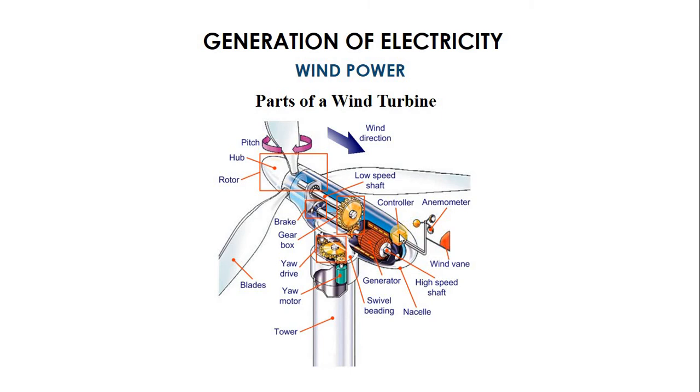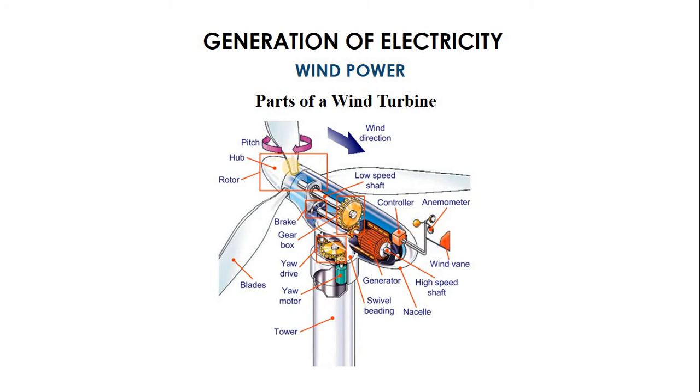Then we have a controller here, we have an anemometer, and we have a wind vane. The anemometer is used to measure wind speed, while the wind vane is used to measure wind direction. So we have the yaw drive, your motor, we have pitch. So let's put all these things together to tell something about the wind turbine. So first of all, these are the turbine blades. As you can see, we also have what we call a pitch.